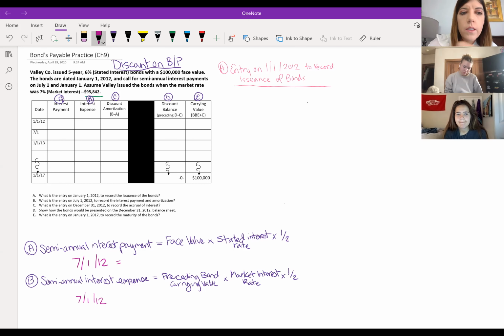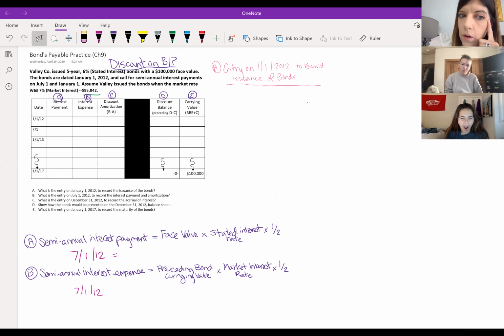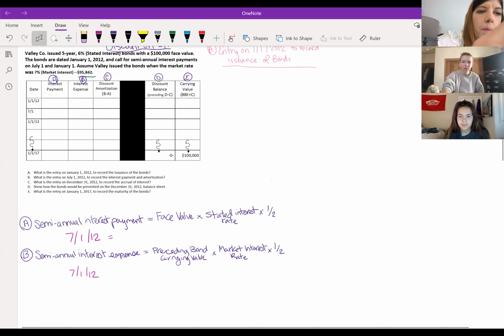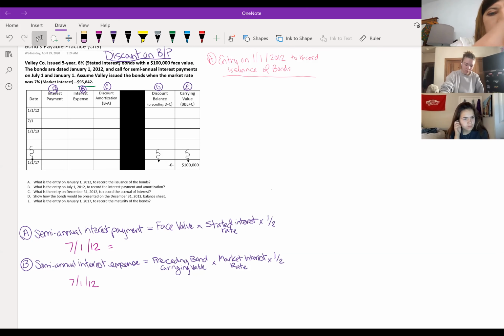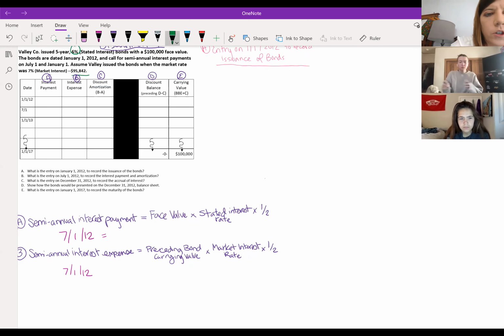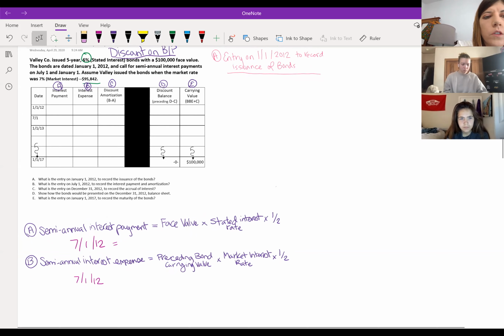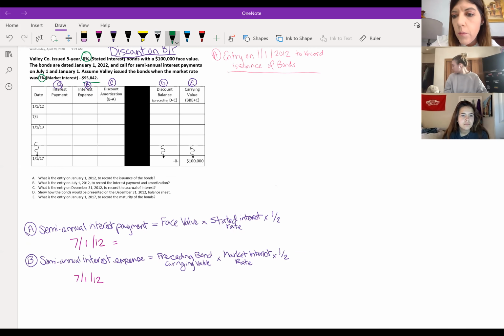So before we even get into the amortization table, let's figure out how much the discount was. And how did I know that it was discounted bonds? There's two ways of figuring that out. What information is telling us it's discounted? The percent. Yep. The compared percent of the market to what you're offering. Correct. So 6% is how much we're offering, right? In interest, the stated interest rate, versus the market, similar bonds are offering 7% interest.